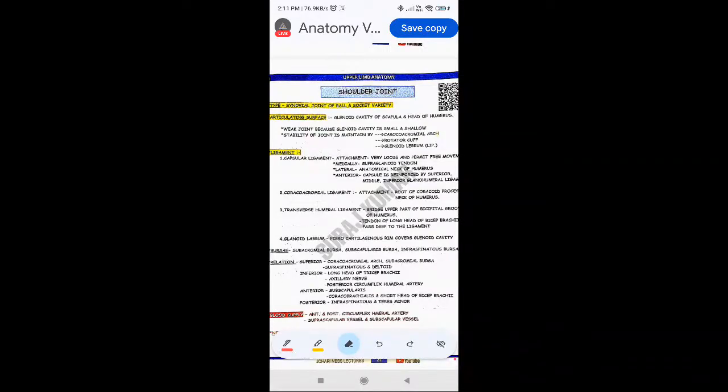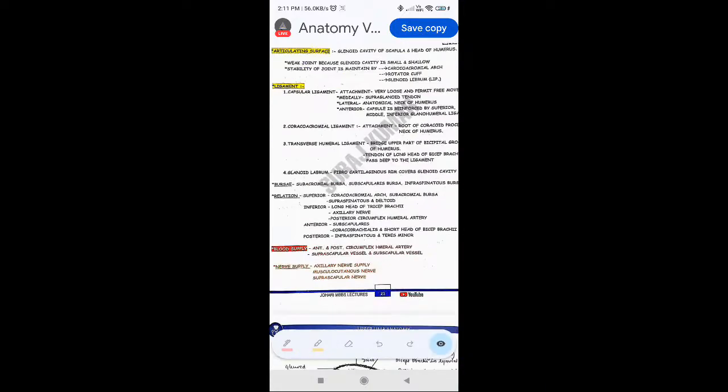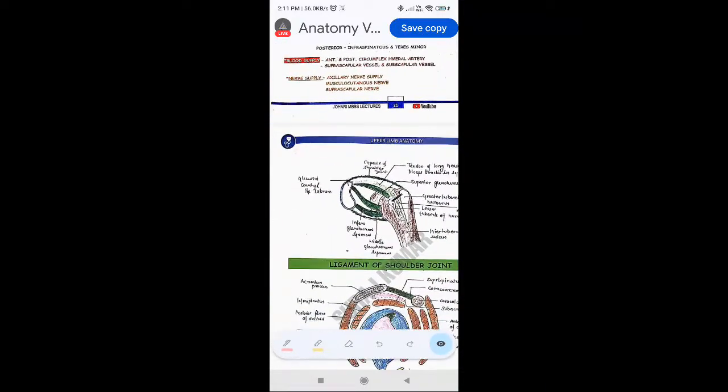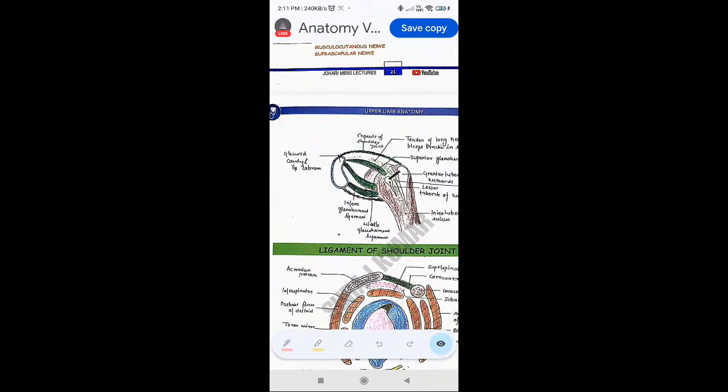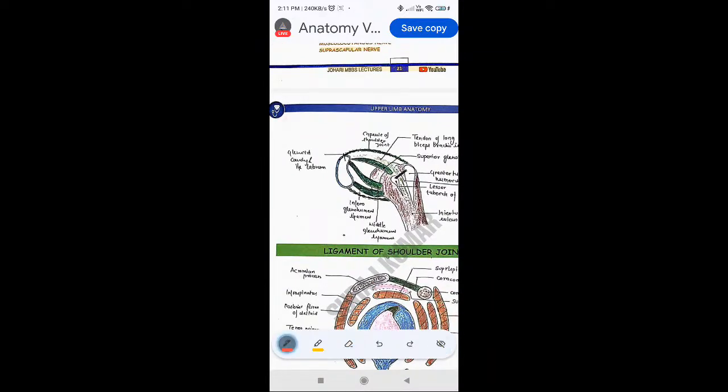So the glenoid labrum helps in deepening the glenoid fossa, because the glenoid fossa is shallow. Hence it is deepened by the glenoid labrum. So this is the glenoid labrum. The glenoid labrum helps in deepening the glenoid fossa.